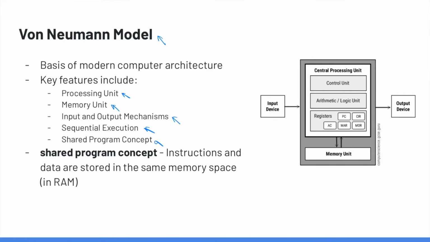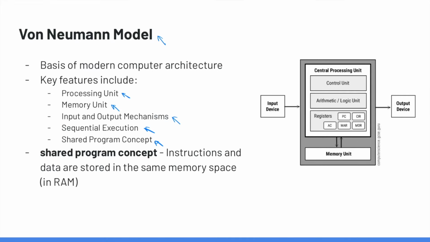And then finally, we have the shared program concept. The shared program concept is the idea that instructions and data are stored in the same memory space or all together in RAM. Now, if we're talking about a Python program, for example, we're going to have instructions like print statement or arithmetic operations that direct the computer on what to do. And we're going to have data, like for example, the type of data that's stored in variables. And these are all going to be in the same program.